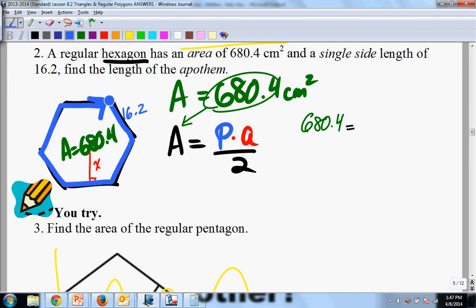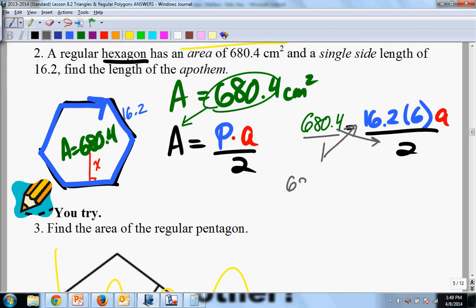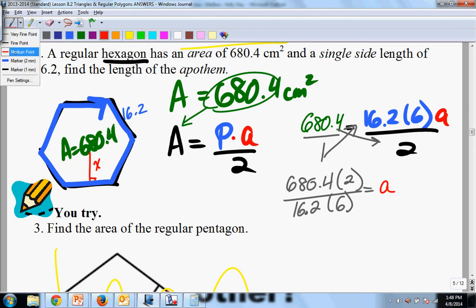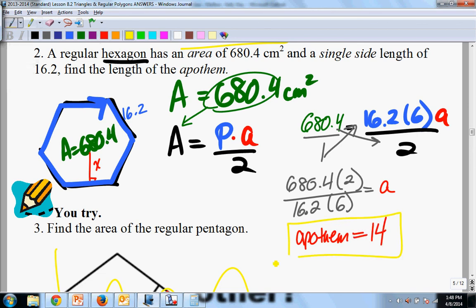680.4 equals. What do you think? This side length, 97.2. Yes, you may. Duke, what was your question, buddy? Your kill time page is page 8. Page 8's your kill time page.